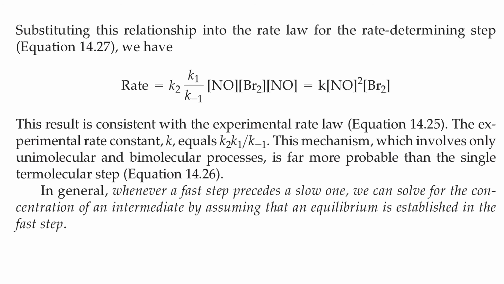Substituting this relationship into the rate law for the rate-determining step, equation 14.27, we have rate equals k2 k1 over k−1 times the concentration of nitric oxide squared times bromine, equals k[NO]²[Br2]. This result is consistent with the experimental rate law. The experimental rate constant k equals k2 k1 over k−1. This mechanism, which involves only unimolecular and bimolecular processes, is far more probable than the single termolecular step.